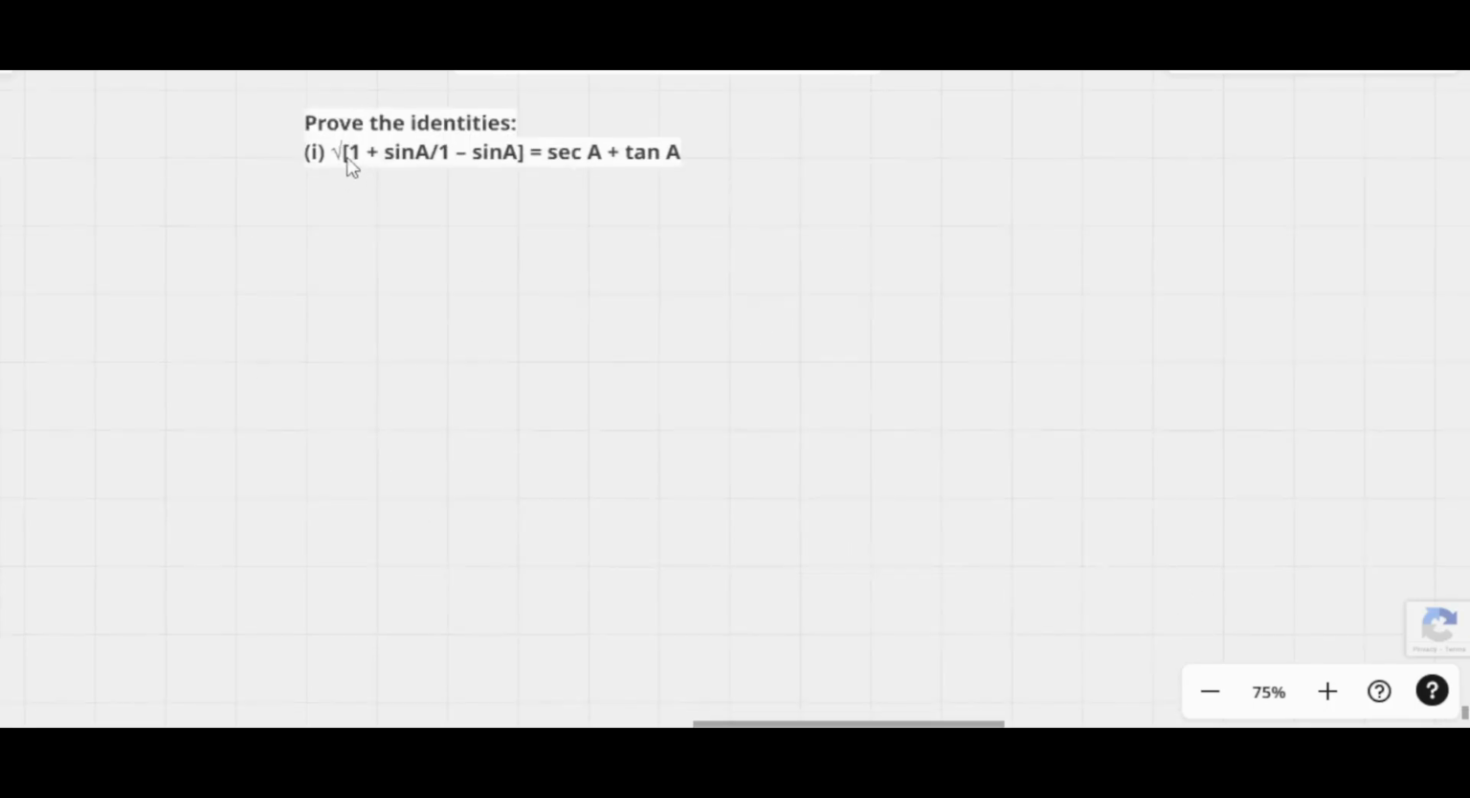Here they are asking us to prove the identity: root of 1 plus sin A by 1 minus sin A is equal to secant A plus tan A. So many of the students will be asking, ma'am, how can we know what to use here? Whether trigonometric ratios, or should I use the angles table or identities? How can I know? So I always tell you one thing.